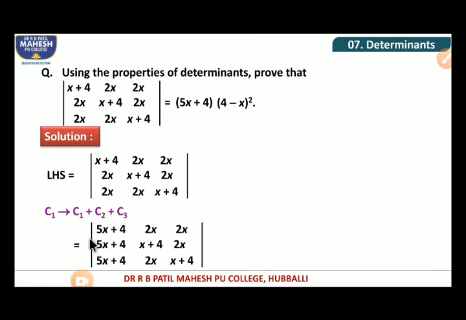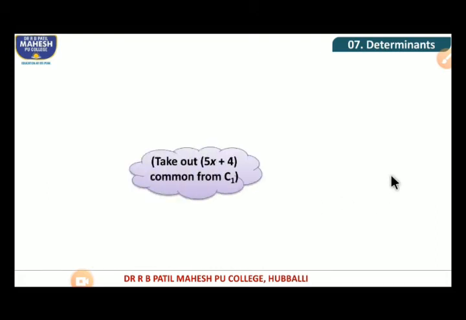Observe, students, in the first column we have 5x plus 4 common. So in the next step, we can take 5x plus 4 common from C1. Therefore, we have 5x plus 4 into the bracket. The determinant remains with 1, 1, 1 in the first column, and the remaining terms are here as they are.